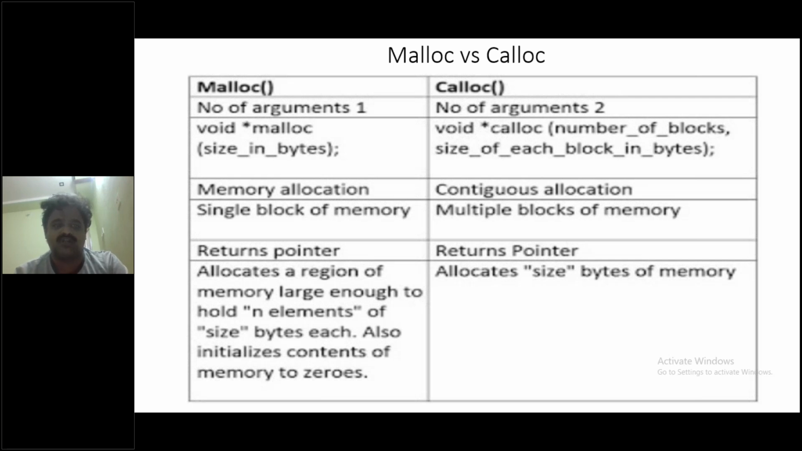Here it will take two arguments. First one is memory allocation. Calloc is for continuous allocation. Malloc allocates from a single block of memory, while calloc allocates from multiple blocks of memory. These are the things we have already experienced. But to understand how we can write in the examination, this will help you.